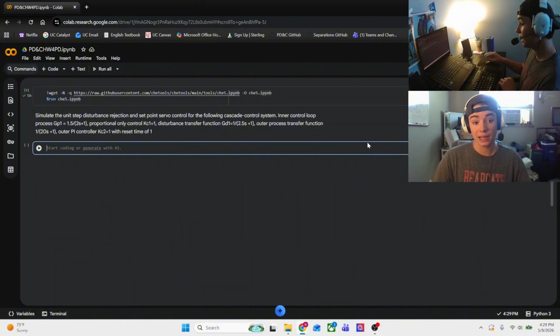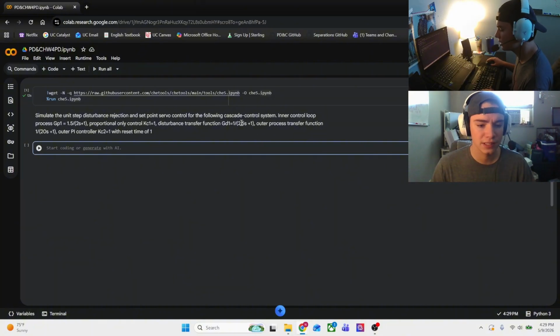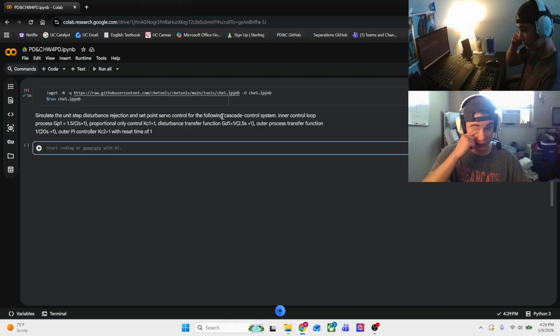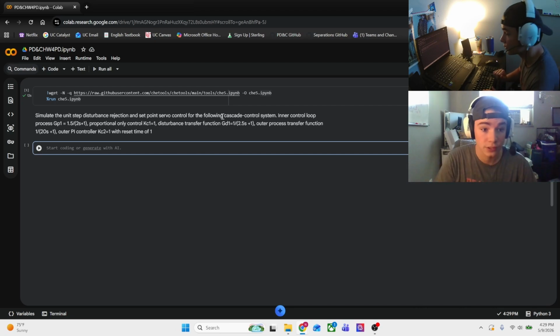And an outer PI controller with a KC2 gain equal to 1 and a reset time of 1. So that's a whole lot of variables to define. So let's get started doing that.